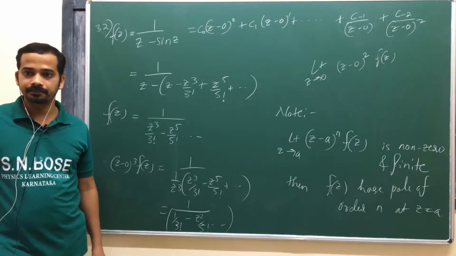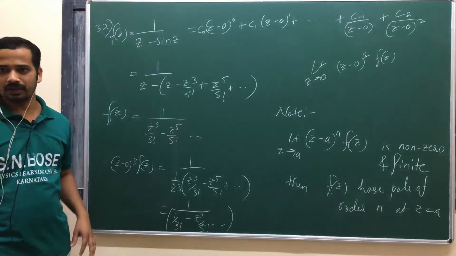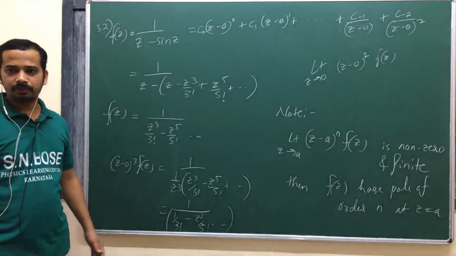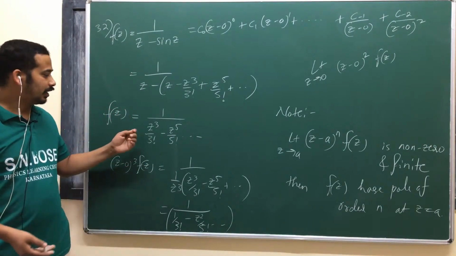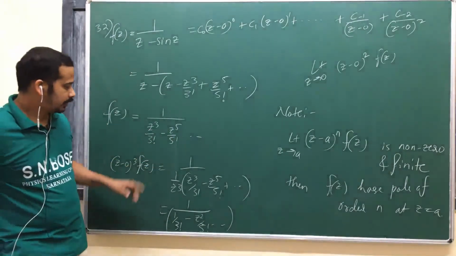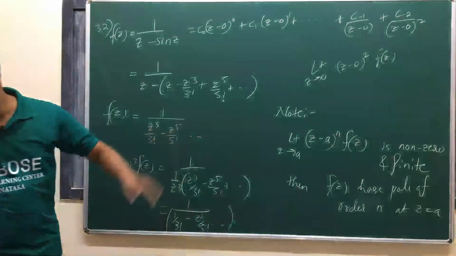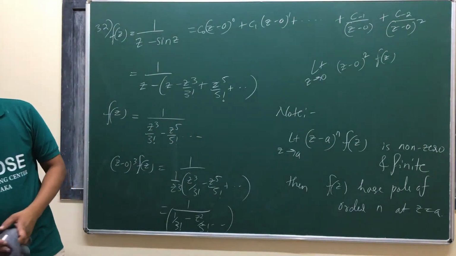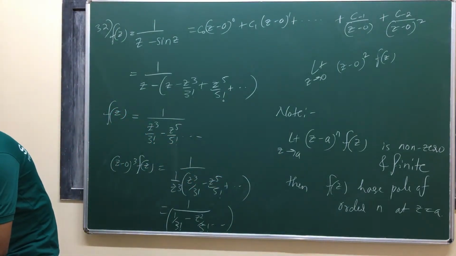Or you start with z, multiply by z and put z tends to 0. Multiply by z square, put z tends to 0. If you do one of these steps, you will guess. If I multiply by z cube and take the limit as z tends to 0, it will be non-zero and finite. So try to understand that Laurent expansion and the definition of the order of the pole.